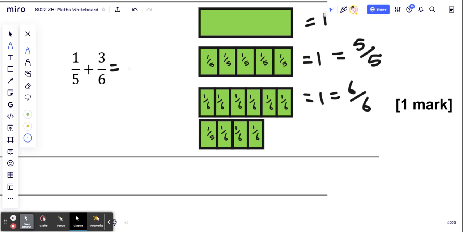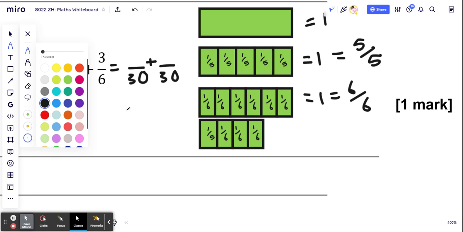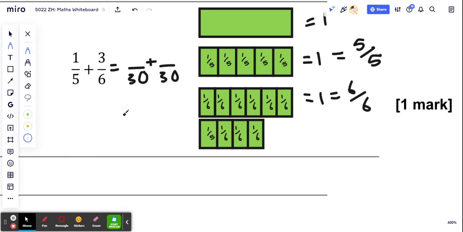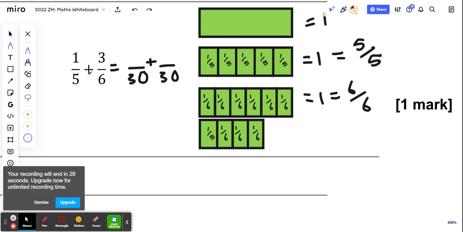So what we're going to do is say something plus something, and they're both going to be over 30. So what do I need to put at the top of these numbers? Well, I can't say 1/30 because 1/30 is clearly not the same as 1/5. So I multiplied the 5 by 6 to get to 30, so I multiply the 1 by 6 to get to 30, and then I multiplied the 6 by 5 to get to 30, so I multiply the 3 by 5 to get to 30.